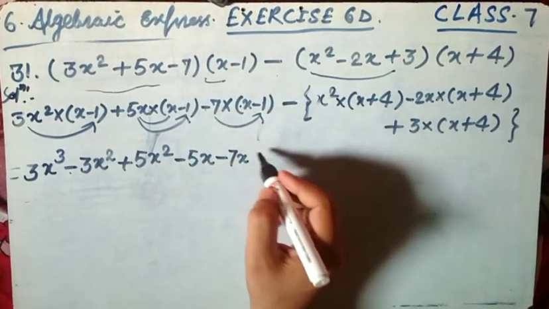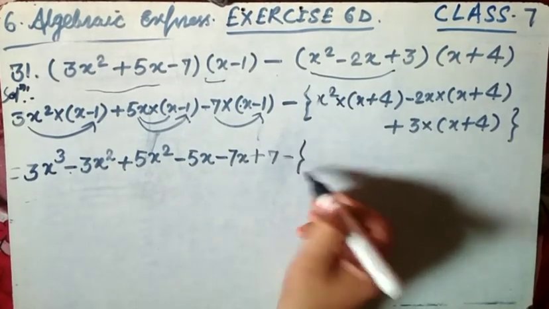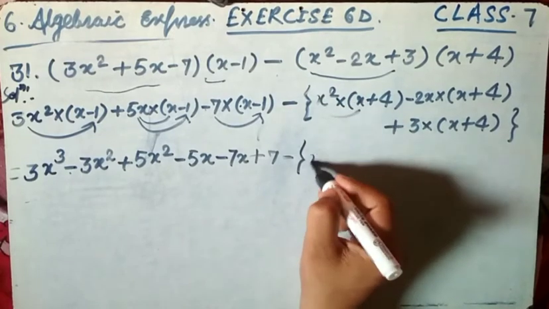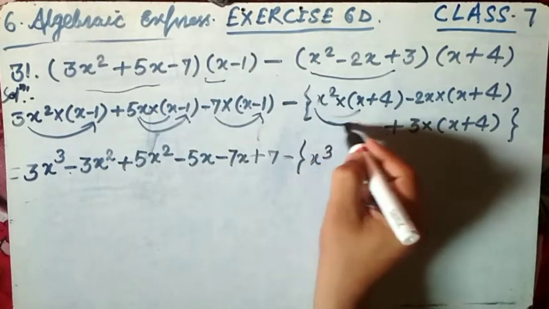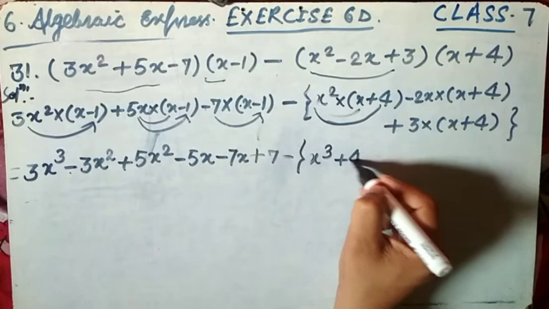This is minus into minus plus, 7. Okay, now next, this is as it is, here the minus sign. Here the x square is multiplied by this x, plus into plus plus x cube. Okay, now next, this is also plus, here is going to be multiplied x square plus and plus 4, plus into plus plus 4x square.